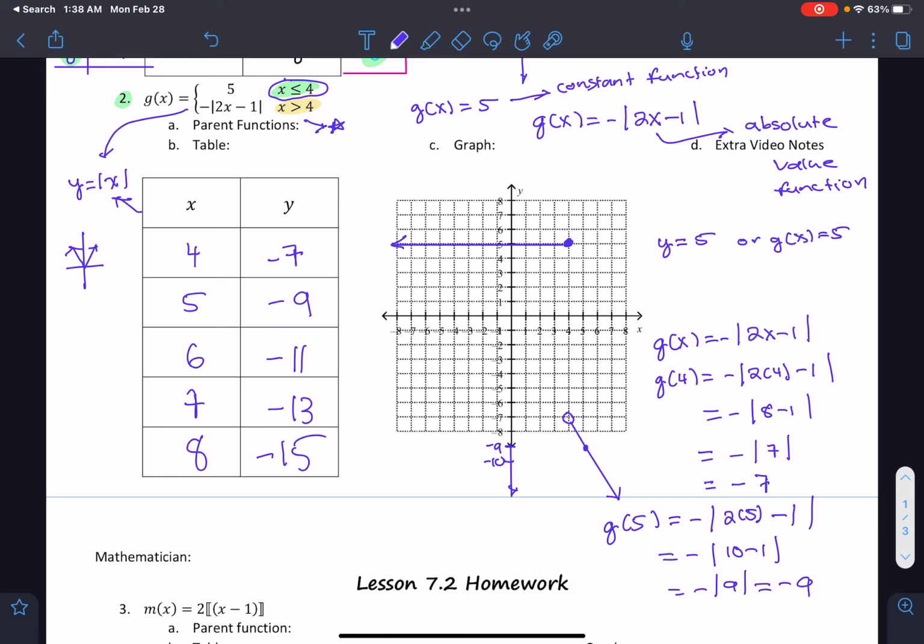So that's all I have for you. What I challenge you to do for number 2 is try to do the absolute value function the way that we did on the top and see what happens.